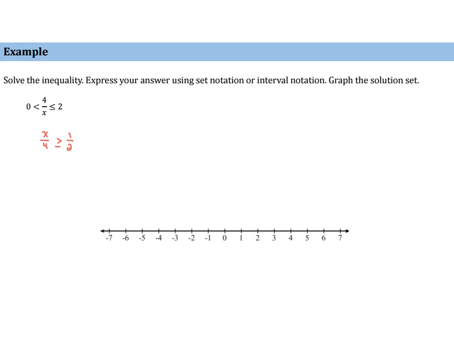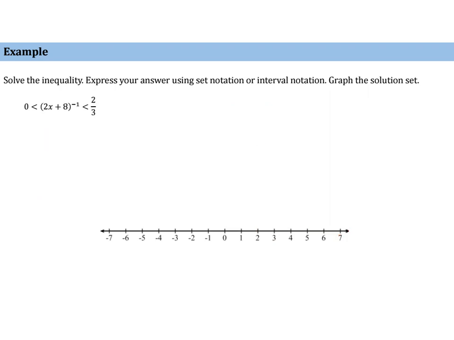We can now multiply both sides by 4. So x over 4 times 4 and 1/2 times 4. And we multiplied by a positive number, so the inequality stays. So x is greater than or equal to 2. So our set notation would be the set of all x's where x is bigger than or equal to 2. Now, if we graph that on the number line, we'll be looking at the values to the right of 2, and the interval would be 2 to infinity.